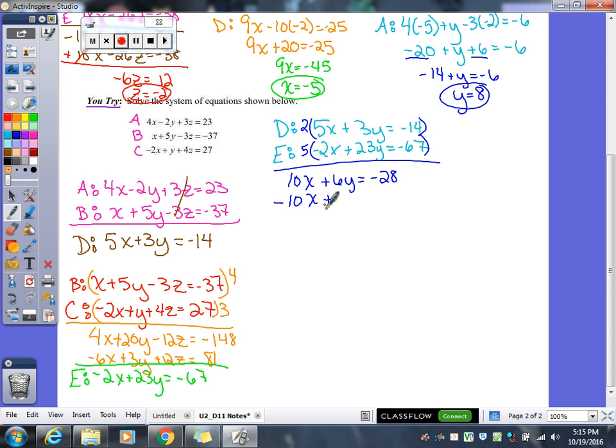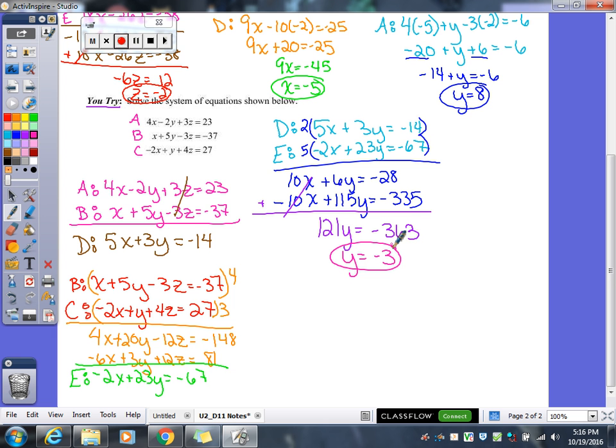Negative 10x plus 115y equals, that's not right, negative 67 times 5, negative 335. Add them together. X's are gone. Get 121y equals negative 363. Divide by 121 and you get y equals negative 3. Bam. Got our first one.